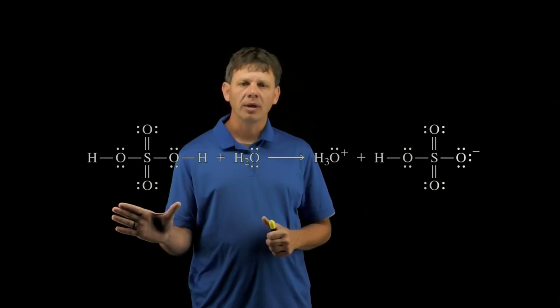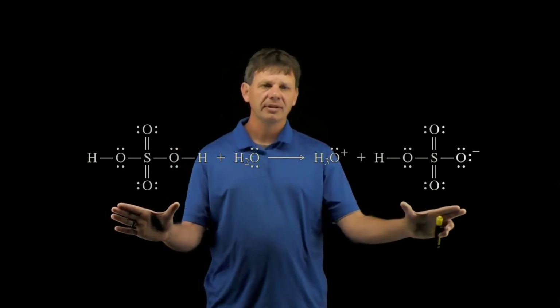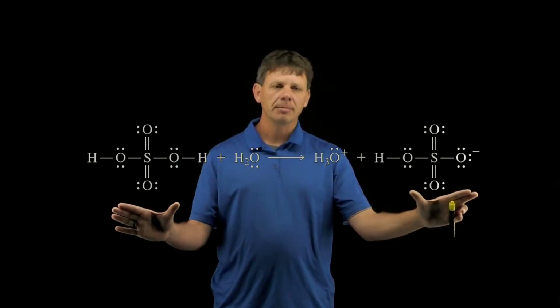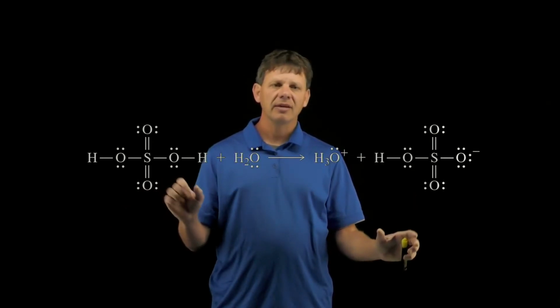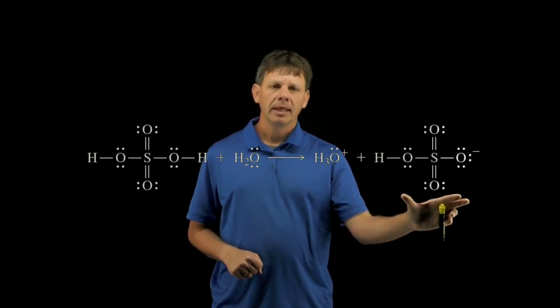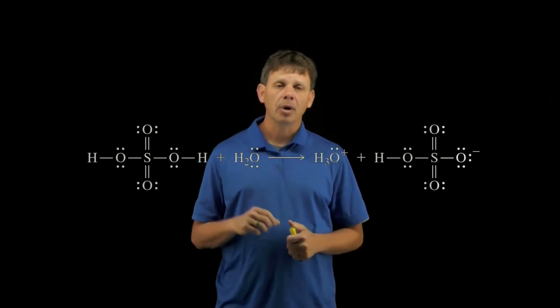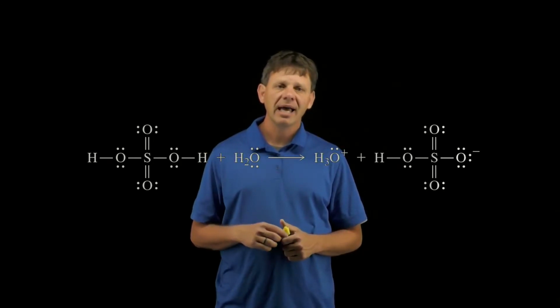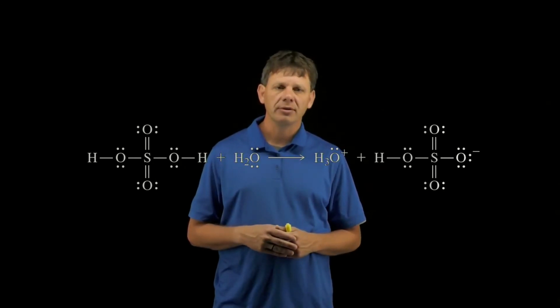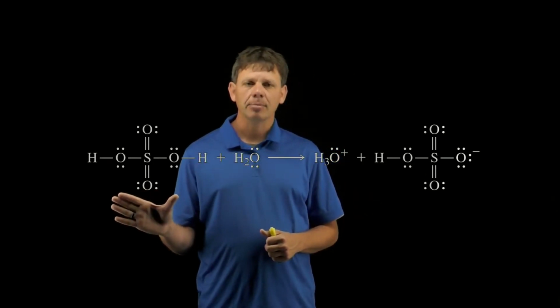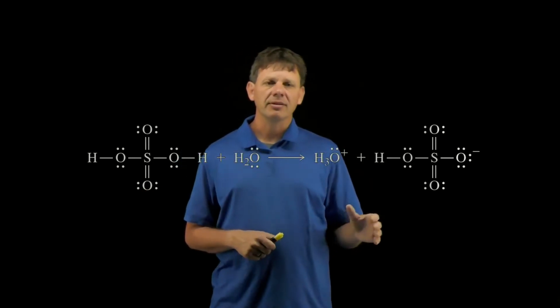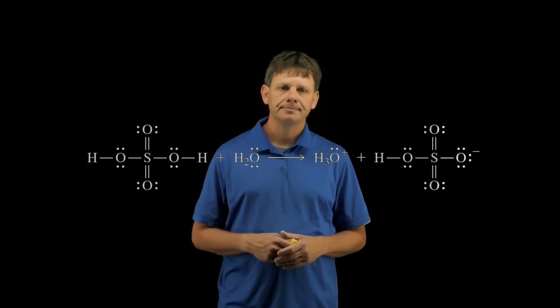If we look at what's happening as we go from sulfuric acid to the conjugate base here, the sulfuric acid has lost a proton. A proton has been lost. The Bronsted-Lowry definition of an acid is that of a proton donor. Sulfuric acid is a Bronsted-Lowry acid because it has donated a proton.